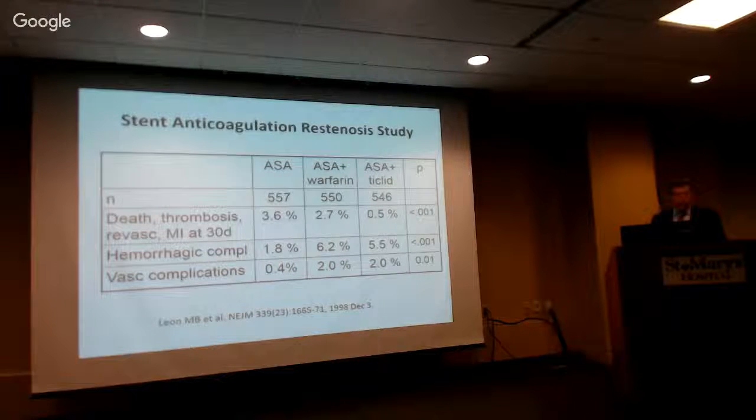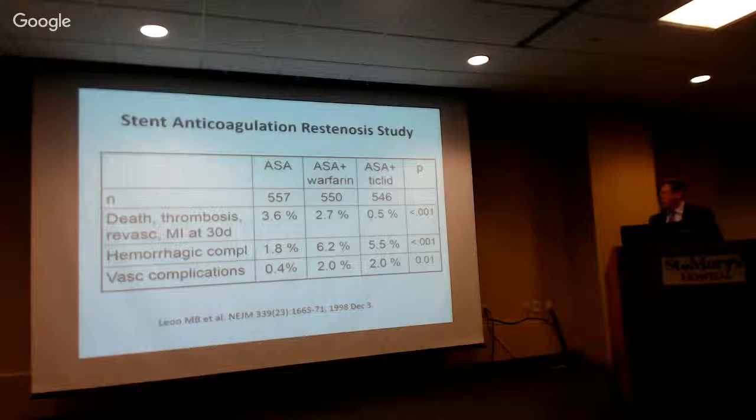And once we found these new antiplatelet agents, these ADP receptor antagonists, we had a great improvement. This is the first study that really showed the benefit of Ticlopidine for preventing stent closure. They randomized about 1,500 patients to either aspirin alone, aspirin and warfarin, or aspirin and Ticlopidine. You could see warfarin, the drug we had been using all that time, really didn't decrease stent closure very much. Death, thrombosis, and revascularization improved from 3.6% to 2.7%, not much benefit, but you had this huge increase in vascular bleeding. So with warfarin, you sort of got the worst of both worlds. It really didn't prevent stent closure, but it greatly increased all your bleeding complications.